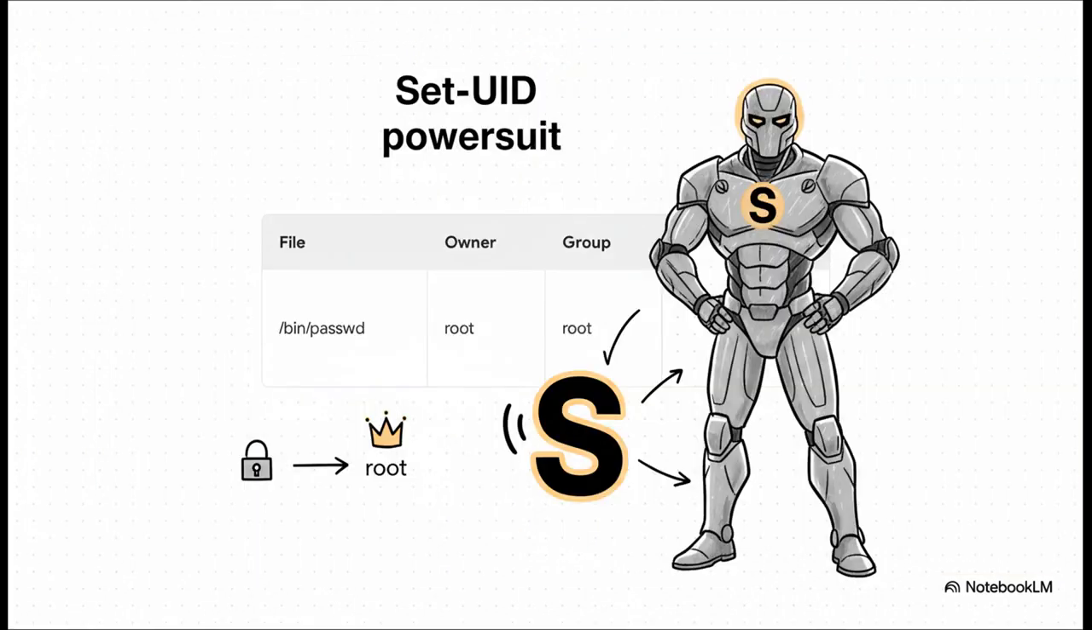And get this. This whole idea is right there in plain sight. If we look at the permissions for the passwd command itself, we see two really important things. First, its owner is root, no surprise there. But second, look closer. You see that little S where the execute X permission should be? That's the flag. That S is what tells the operating system, this thing right here, it's a SetUID program.